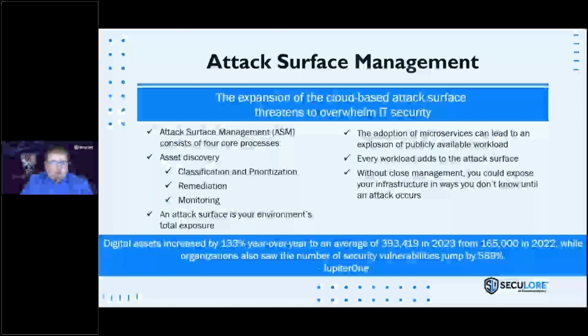Aaron was talking before about attack surface management, consisting of four processes: asset discovery, classification, prioritization, and monitoring the total exposure. We know that digital assets continue to increase, as Aaron talked about. Adopting the cloud has put a lot of threats online that maybe weren't necessarily meant to be.